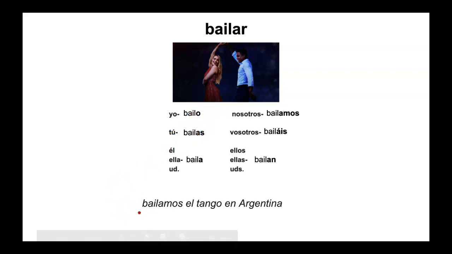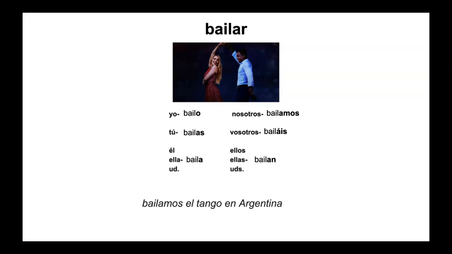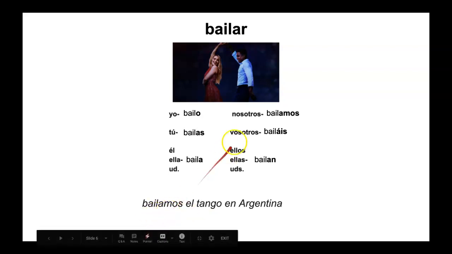Okay, let's look at the sentence. Bailamos el tango in Argentina. Oh, we're already gaining cultural knowledge. So el tango is a type of dance that they do in Argentina, which is in South America. So we dance, bailamos, nosotros bailamos, we dance el tango in, all right, which means what you think it is, in Argentina.